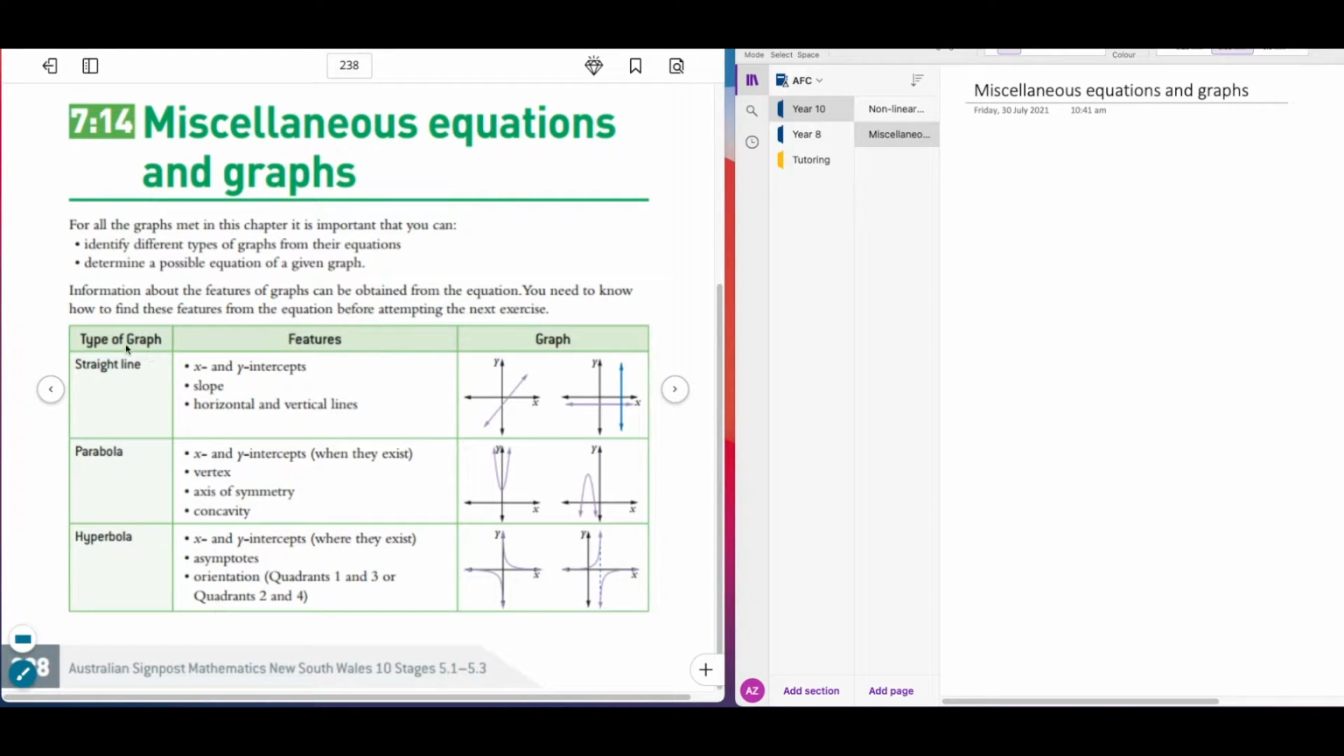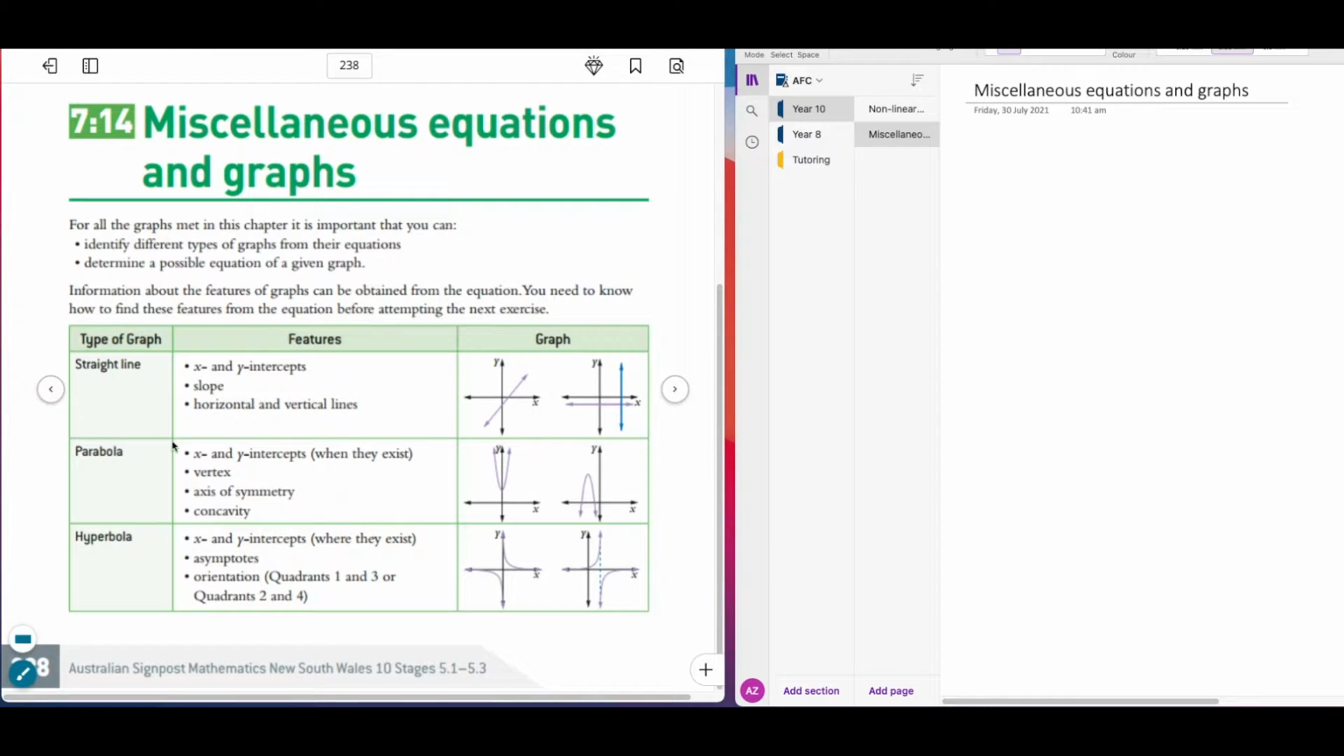Now with a straight line, I expect you to know this. This is a straight line with an x and y intercept. You need to know the slope, and you need to know if it's a horizontal or vertical line. A horizontal line could be something like y equals 3. That's a horizontal line. A vertical line is something like x equals 3.